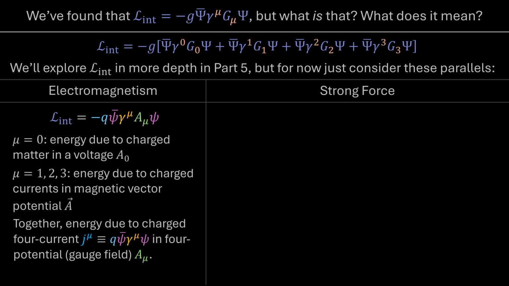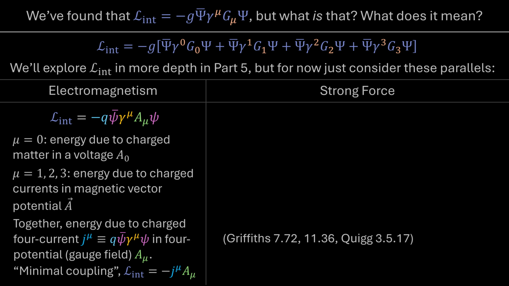But if we look at it from a purely relativistic perspective, then we can interpret the interaction term as the energy due to a charged 4-current in the 4-potential. So the 4-current J mu is defined as q psi bar gamma mu psi, and the way that the 4-current interacts with the 4-potential, as given by our expression for the interaction term in the Lagrangian, you can see that it's actually just the minimal coupling that you could possibly have between our 4-current J mu and the photon field A mu. So in electromagnetism, the interaction term in the Lagrangian is really nothing more than a charged 4-current interacting directly with a 4-potential.